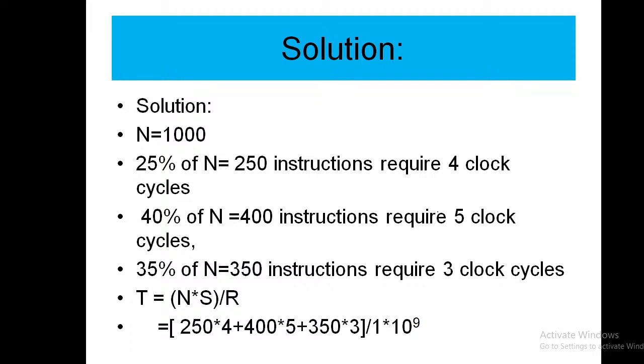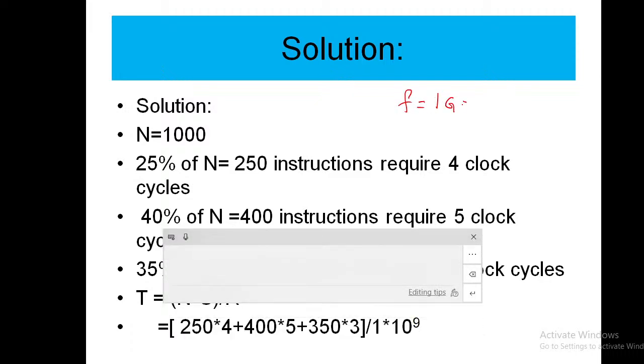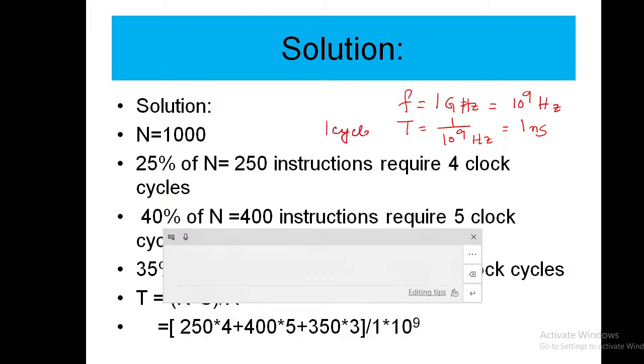If the frequency is 1 gigahertz, this is 10 to the power 9 hertz. So what is the clock cycle or machine cycle time? This is 1 by 10 to the power 9 hertz, and that is nothing but 1 nanosecond. So each cycle takes 1 nanosecond for execution.